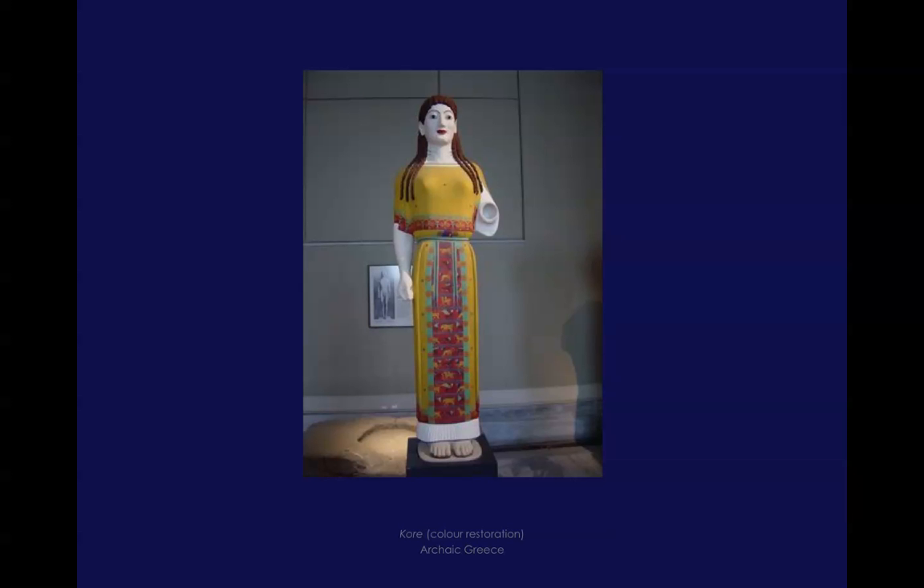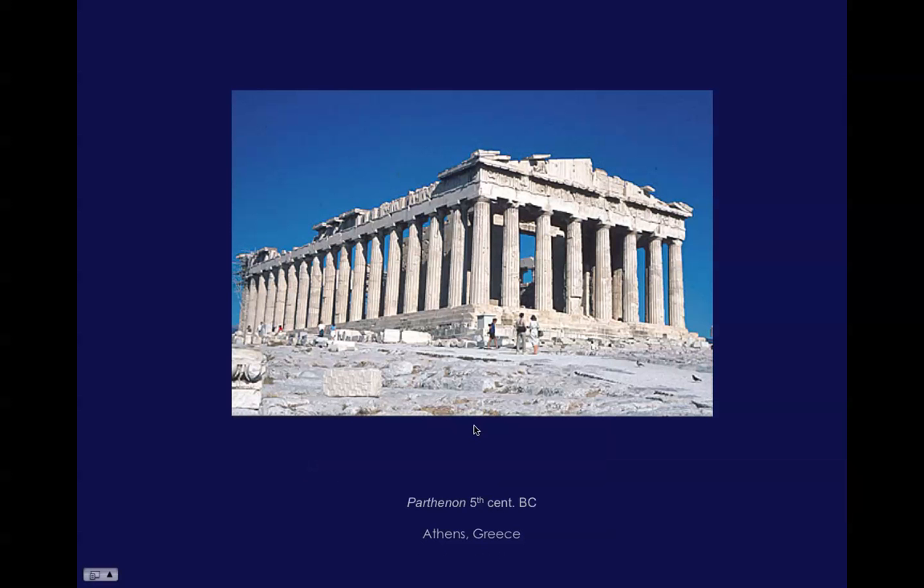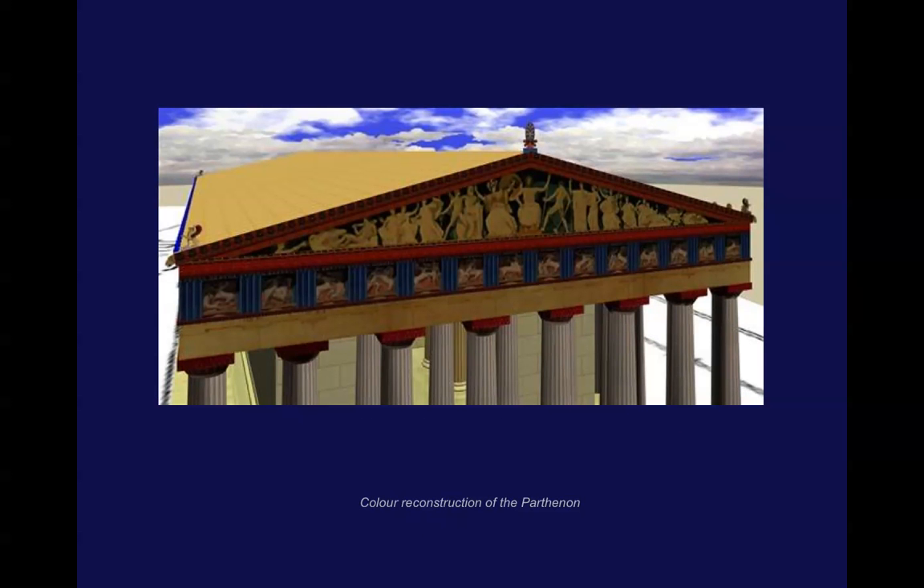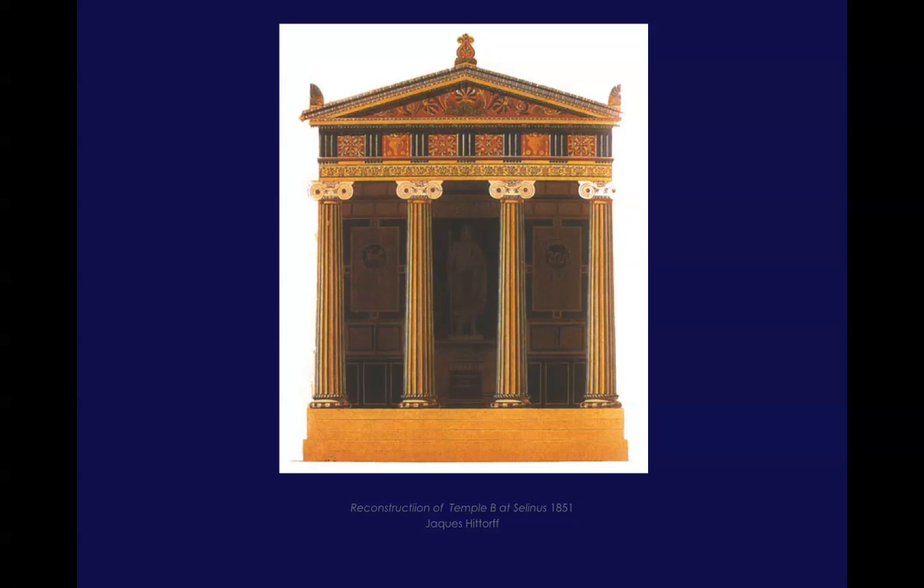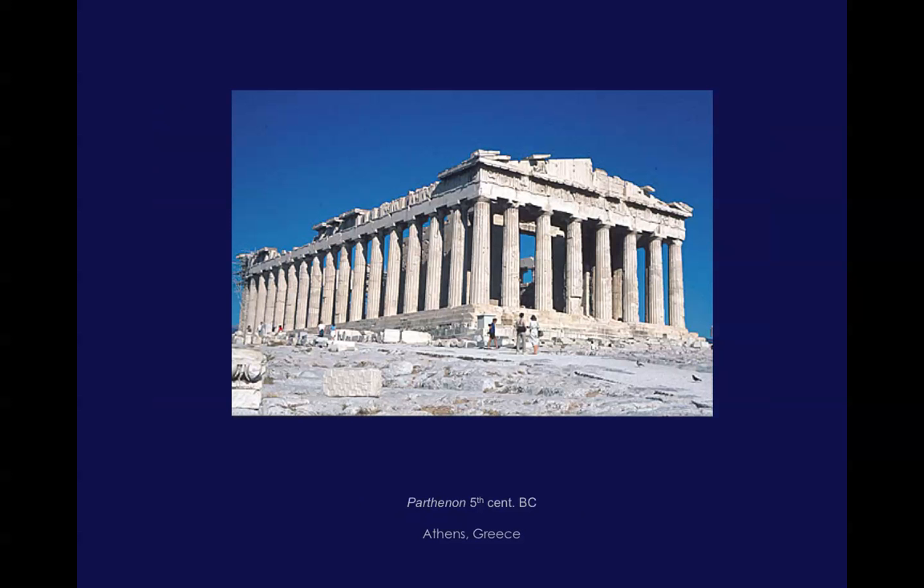Here's an early Kore, and you can see her outfit and all the patterning, which without the paint would just be a blank piece of marble or sandstone, just the plain color. And even the temples, we look at the Parthenon, this would have been painted, and so this is another reconstruction of the top of the Parthenon and what it would have looked like. I just want to go back to the Parthenon here.